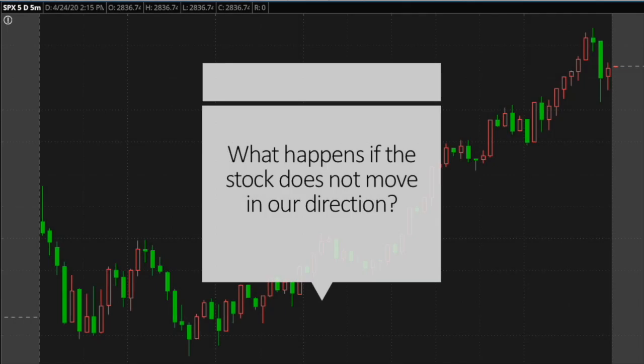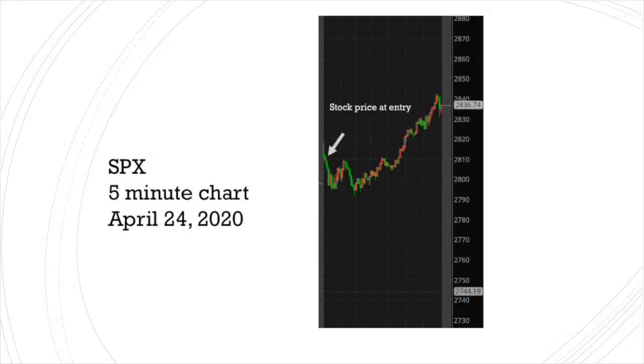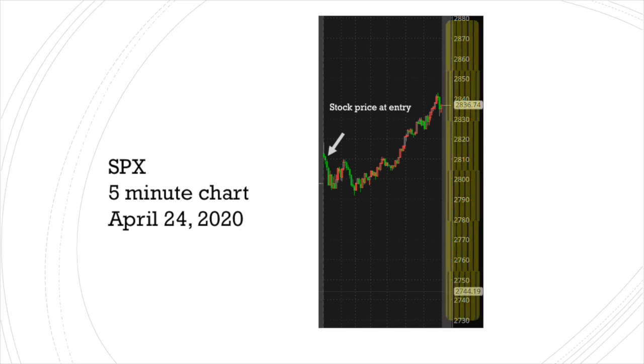Okay, let's talk about what happens if the stock does not move in our direction. Okay, so this is the chart of the entire day's price action for SPX on the day that we traded that previous example. So we entered the spread at probably 10 or 15 minutes after the bell. And you can see on the right-hand side where the prices of SPX, and that it was trading at about 28.10.